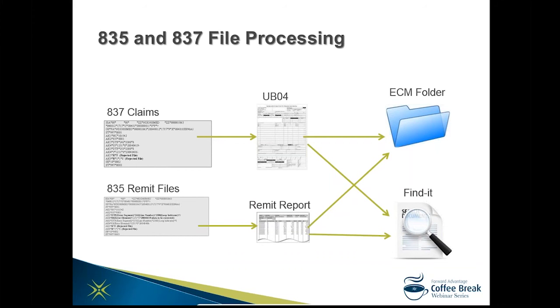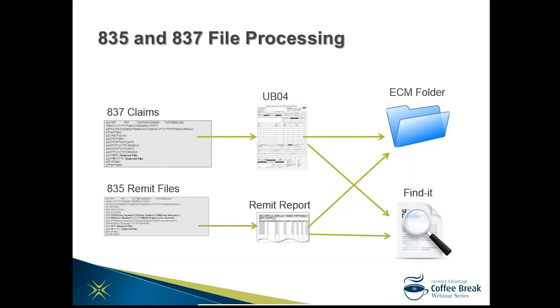But if you just want to be able to search on them, which is the more common case for 835s, they go right into Find It and you can immediately begin to search on them. So, if you think about the alternative workflow, you might be receiving reports, printing them, sifting through them, scanning them back into a system. This essentially cuts out the paper trail and just brings it directly into the system.